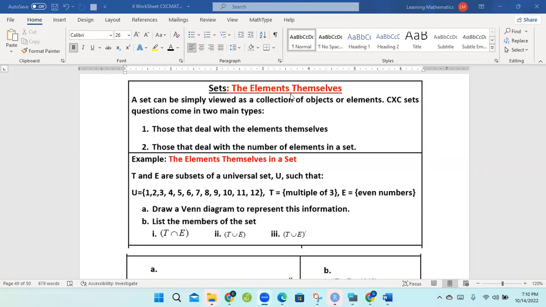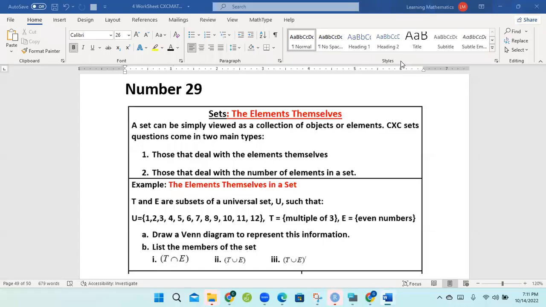Sets: the elements themselves. A set can be simply viewed as a collection of objects or elements. CXC sets questions come in two main types. The first type deals with the elements themselves, the elements in the set. The other type deals with the number of elements in a set. Either one can come in the exam, and you will see this when doing the past papers.